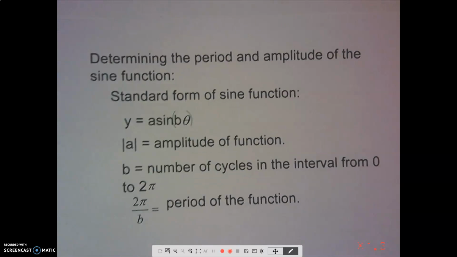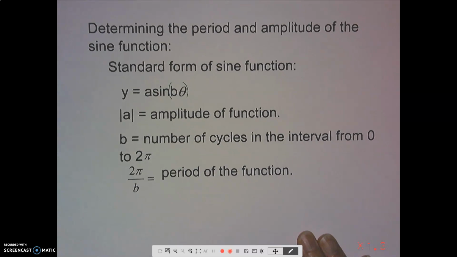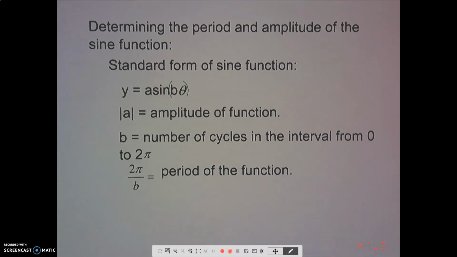All right, the other thing we're going to do today is determine the period and amplitude of a sine function. So standard form of a sine function is y equals a times the sine of b theta. The absolute value of a is the amplitude of the function. B is the number of cycles in the interval from 0 to 2 pi, so that's what we're going to be graphing on, from 0 to 2 pi. So whatever B is the number of full cycles. And then 2 pi divided by B is the period of the function.